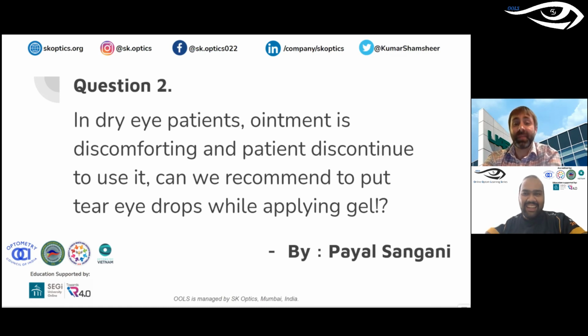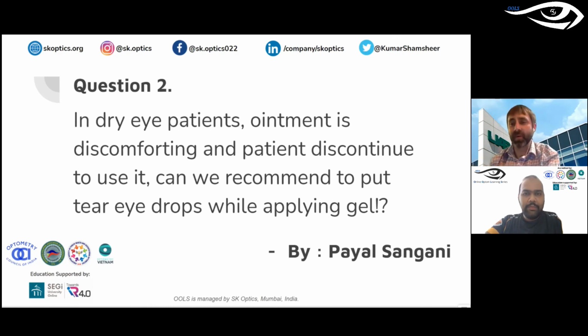So the next question is related to the ointment perspective. In a dry eye patient, ointment is discomforting and the patient discontinues to use it. So would you recommend to put them on a teardrop while applying the gel? Where would you shift them to the teardrops if they're already using gel, or if I may rephrase it, do you recommend patients use ointments if they need so with the lenses on or something like that?